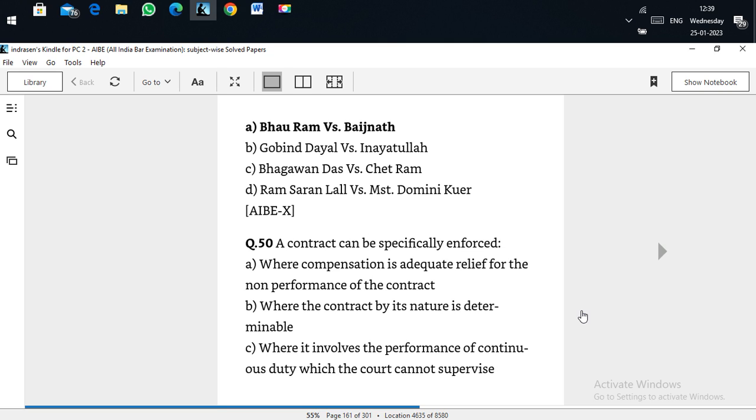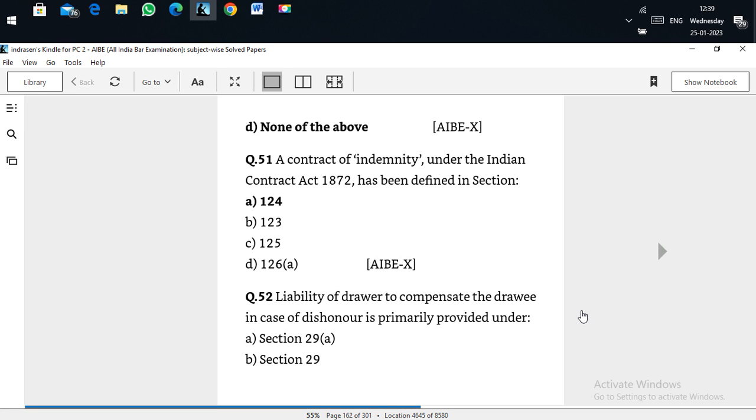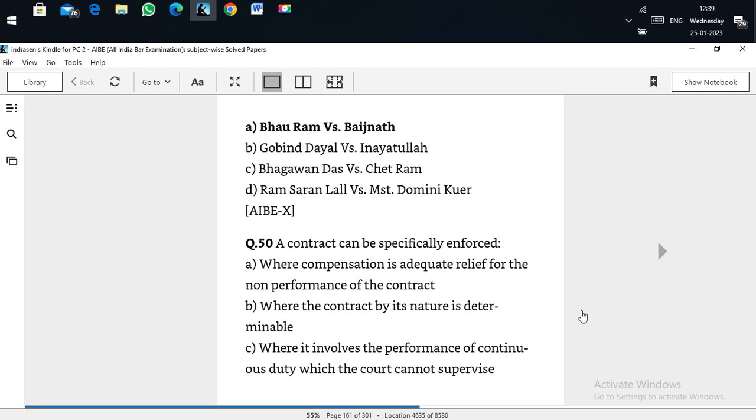A contract can be specifically enforced where compensation is not adequate relief for the non-performance of the contract. It cannot be enforced where the contract by its nature is determinable, or where it involves the performance of a continuous duty which the court cannot supervise. None of these are the right answers for this.